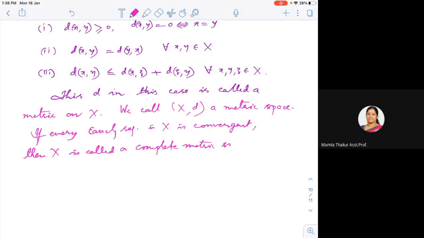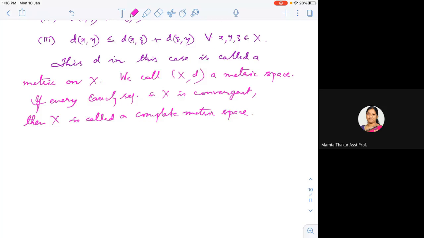Complete metric space. Let us not worry about when a metric space is complete or when it is not complete. Let us not worry about those examples. They form purely a part of your MSc mathematics. Let us not worry about them.